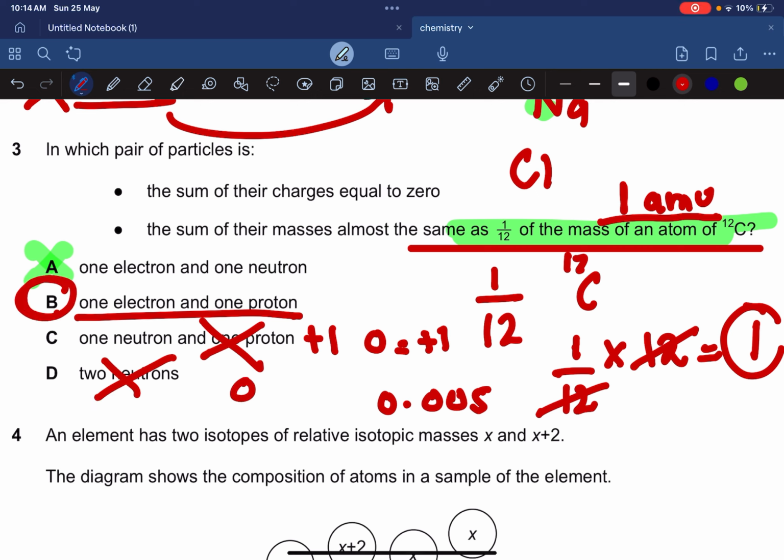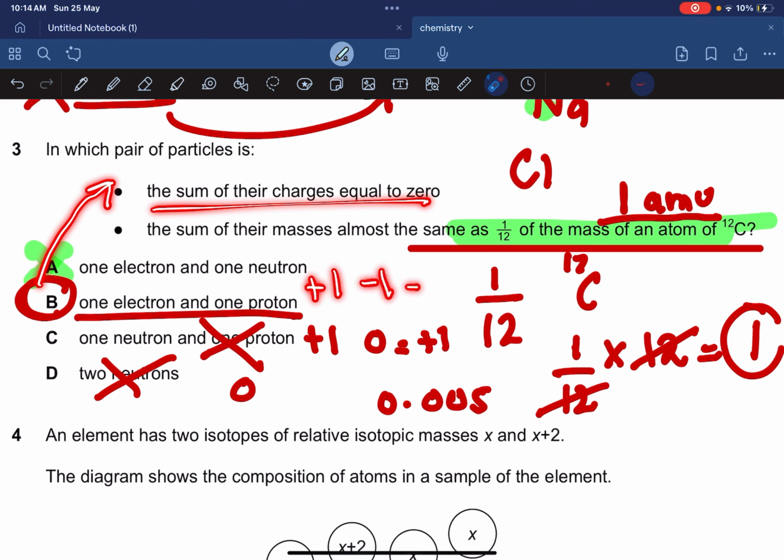And second thing, B fulfilled the first condition. The sum of the charges is equal to 0. That's fulfilled because a plus 1 and a negative 1 is going to result in 0. Okay? The sum of the charges is 0. The second thing, the sum of their mass is almost the same as 1/12 of the mass of a carbon-12 atom. 1 atomic mass unit.